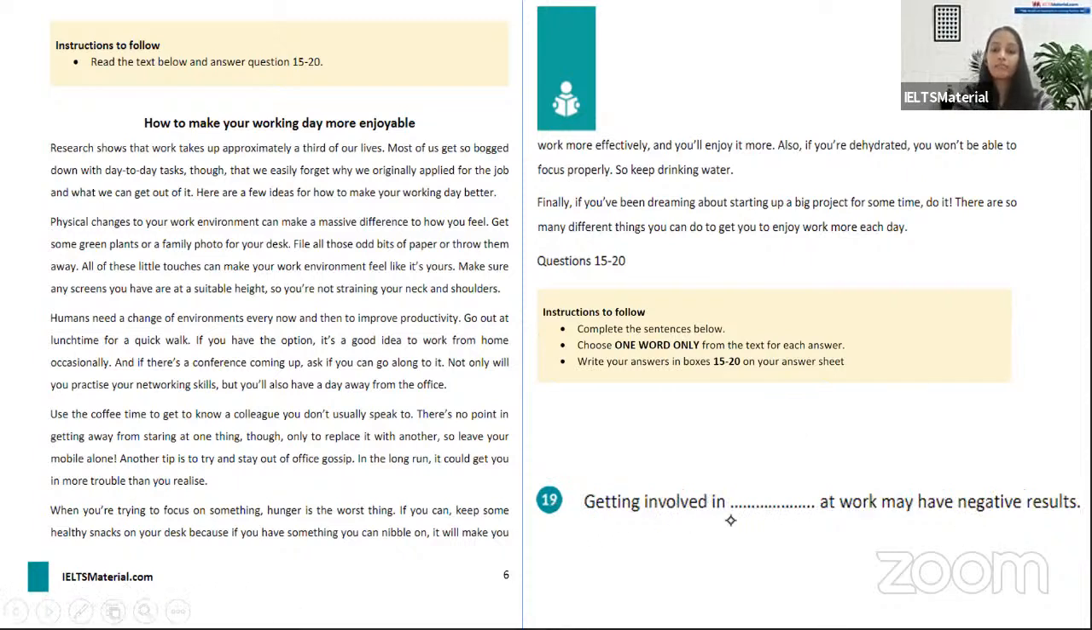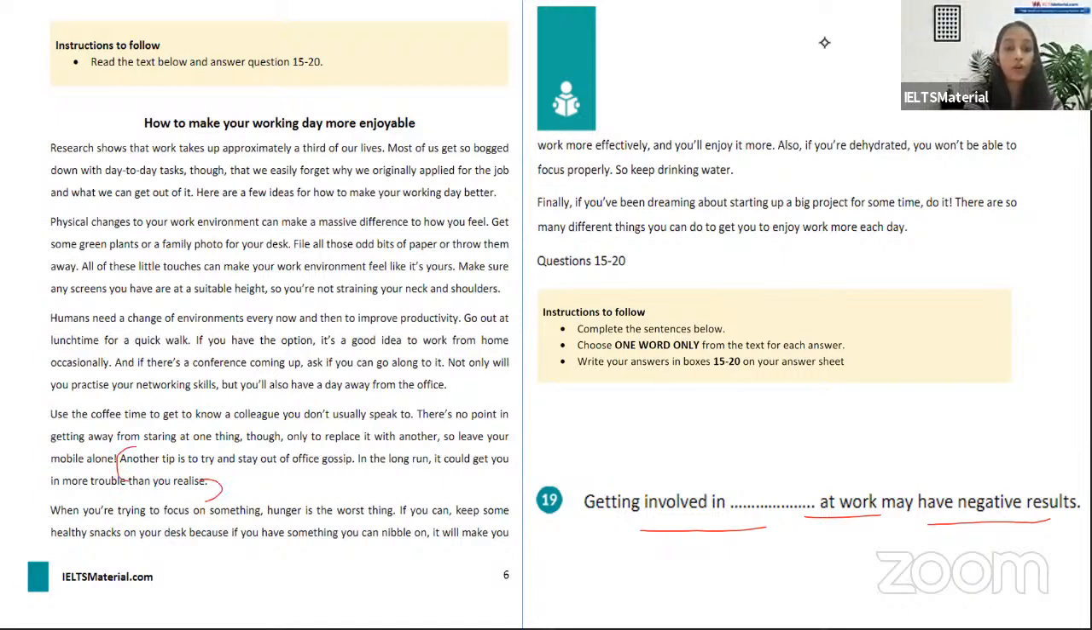Getting involved in dash at work may have negative results. So what should we not involve in? Something will give you negative results at work. All right, let's try to locate the keywords in the passage. So we're going to read the next part. Let's say this one.